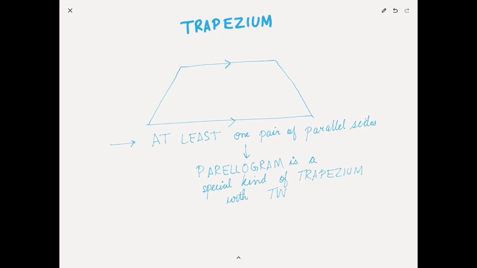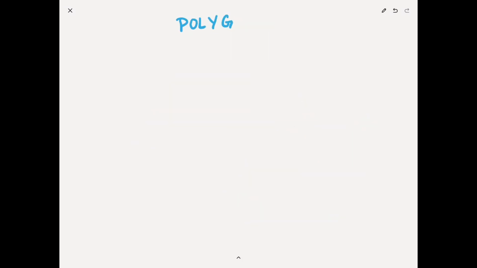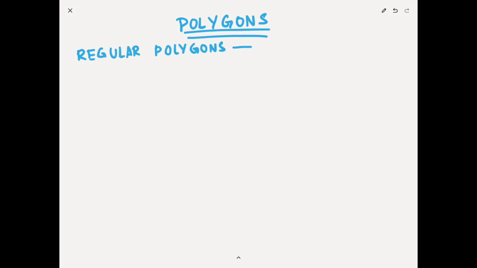There is no other property that we have to deal with except for the fact that, of course, because there is one set of parallel sides, these angles inside parallel lines add up to 180. That's the only thing we would know about a trapezium. Last we come to polygons. Polygons include triangles and quadrilaterals. They are any shape with multiple sides.